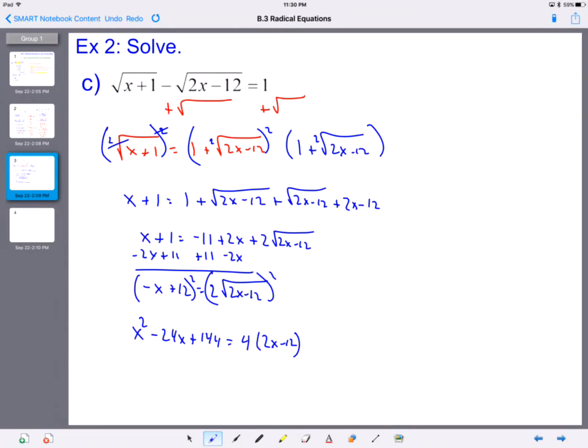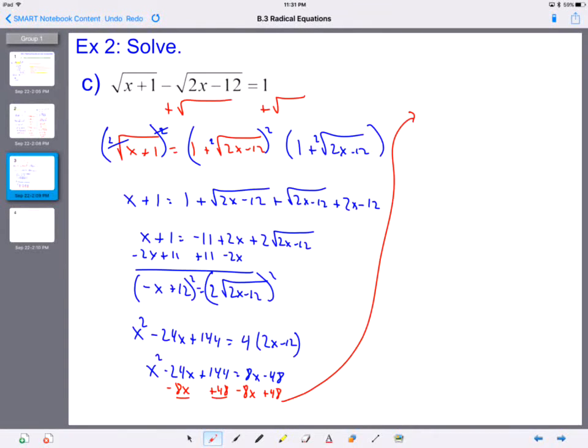So we're going to continue to simplify here. We get x squared minus 24x plus 144 is equal to 8x minus 48, and then we will go ahead and subtract 8x and add 48 to both sides. So we'll kind of move our way back up here.